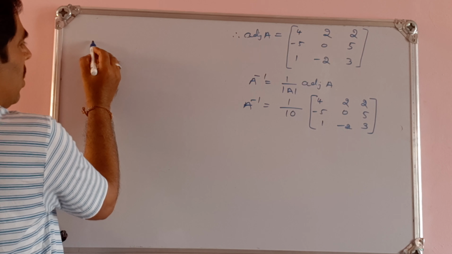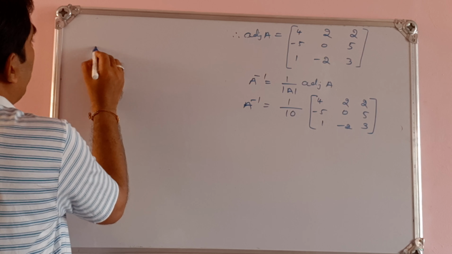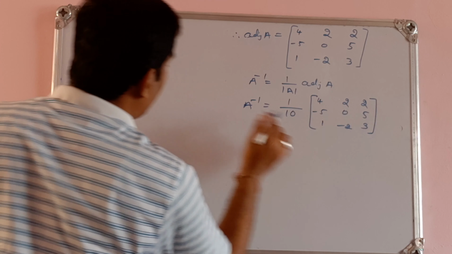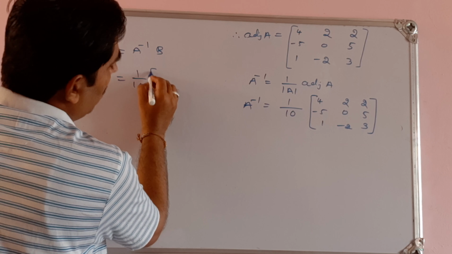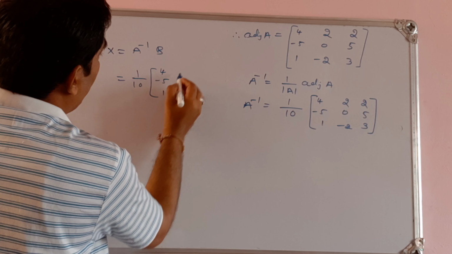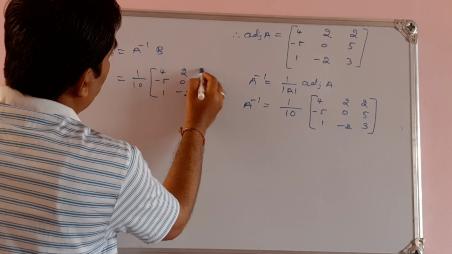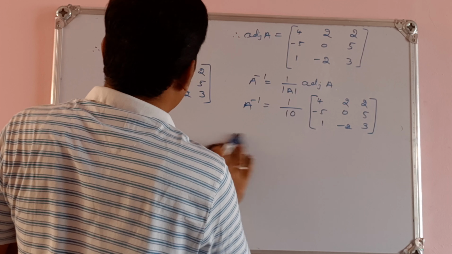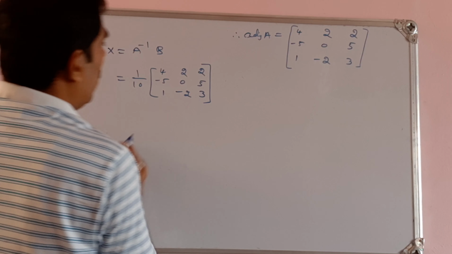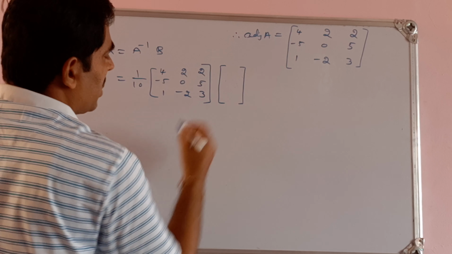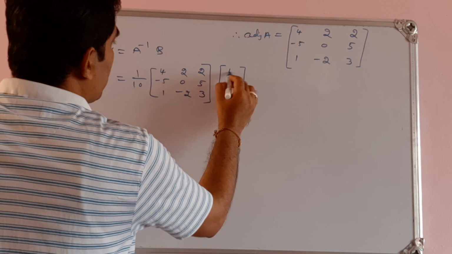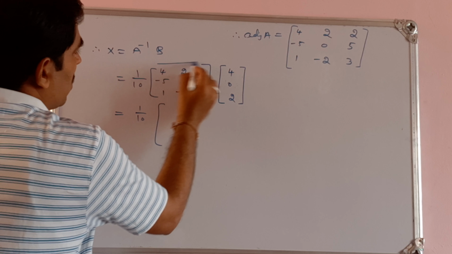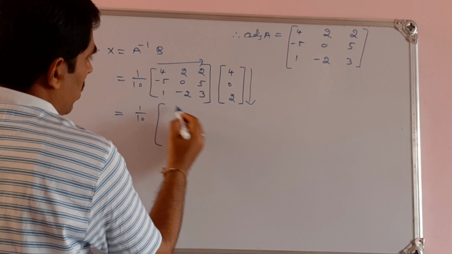So you solve for x here. Therefore x is equal to A inverse B. A inverse is this whole thing: 1 by 10 into 4, minus 5, 1; 2, 0, minus 2; 2, 5, 3. Then A inverse into B. B is a column matrix which we have written in the beginning, and it contains the constants, that is 4, 0, 2. Write this 1 by 10 as it is. Now take the first row and first column, and write the product here.